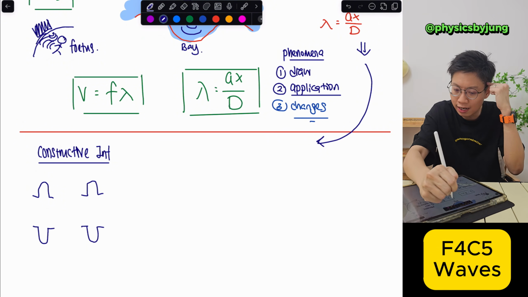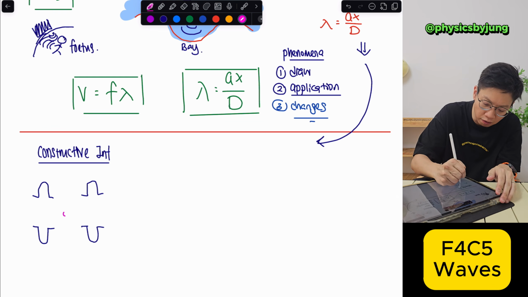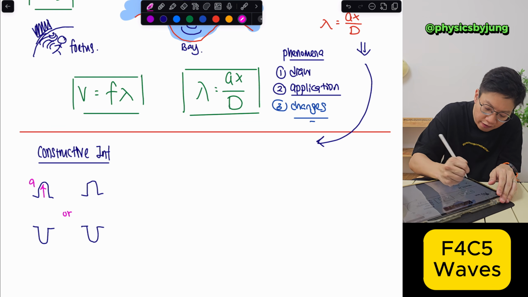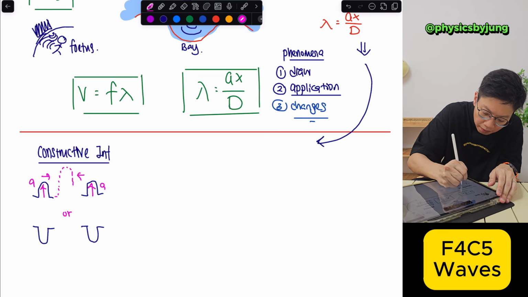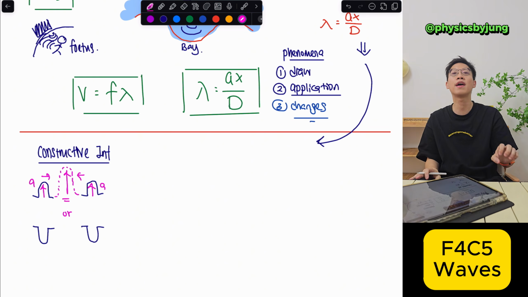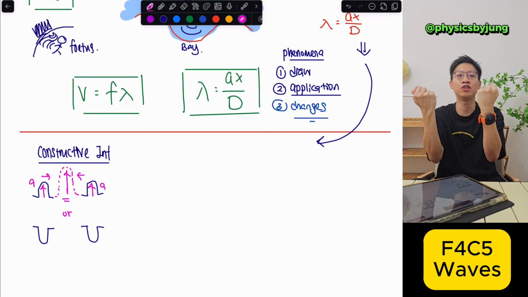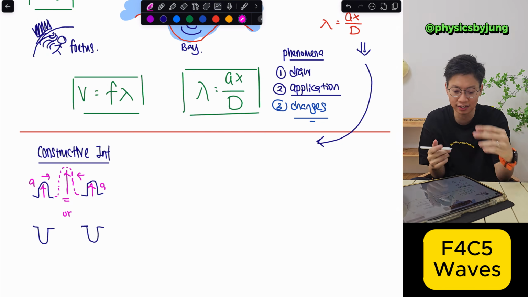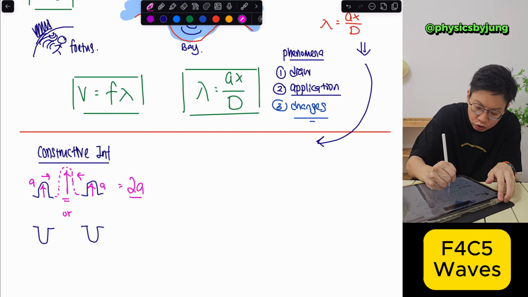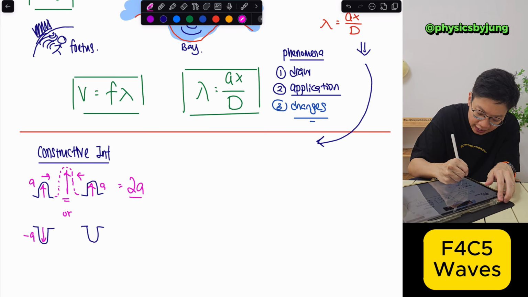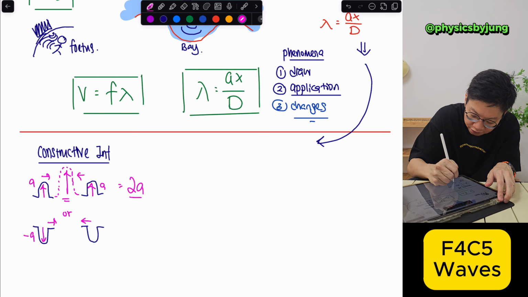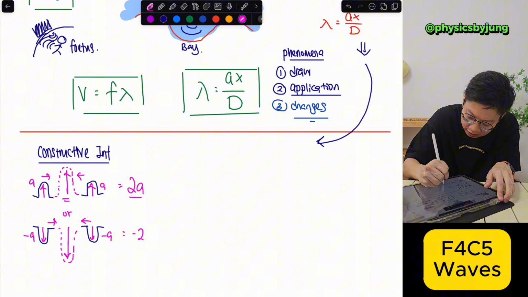So guys, think from a mathematics point of view. If you have A and A colliding together to form a bigger wave, how big do you think this wave is going to be? If you have 1 hand and 1 hand you add together, you get 2 hands. So that's why this will produce 2A. With a negative A and a negative A, you will be able to produce a wave which is much deeper, known as negative 2A.